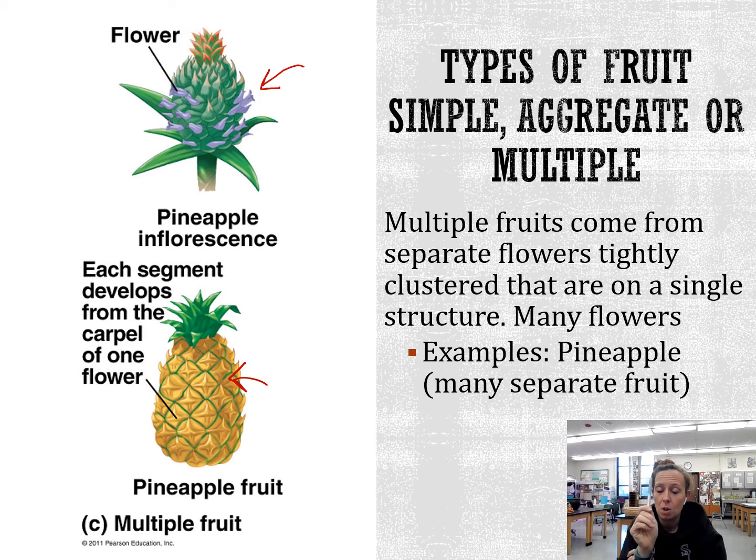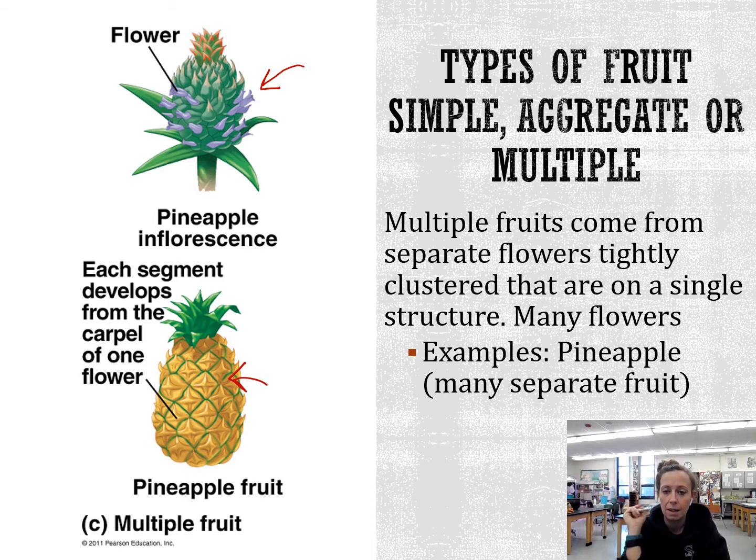So single fruit is one pistil, one ovary, one fruit. Aggregate is multiple pistils that all combine to make one fruit. And then multiple is multiple flowers. Each flower has one pistil. Each pistil makes a fruit, but it combines together to the larger fruit that you buy. Does that make sense to everybody? Aggregate was the one I kind of messed up on. Let's remember, aggregate is one flower, multiple pistils, they all become one fruit.